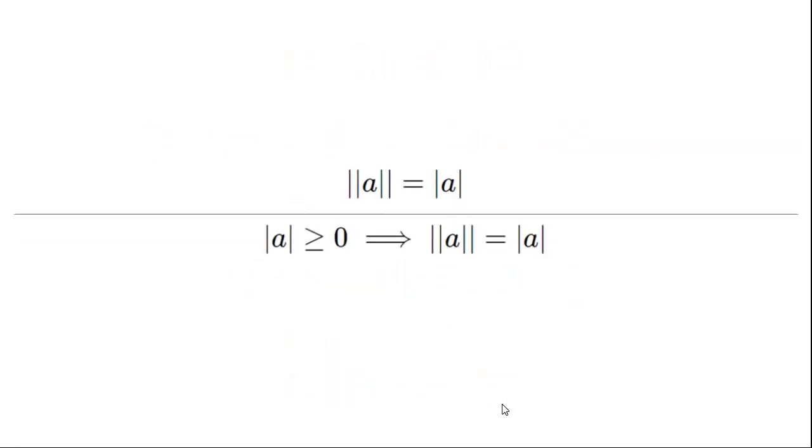The last property we're going to prove is that the absolute value of the absolute value of a is equal to the absolute value of a. So this is really simple. We know that the absolute value of a is always greater than or equal to 0. So that means that the absolute value of the absolute value of a has to be the absolute value of a. Because if the input to the absolute value is greater than or equal to 0, the output is just the input.